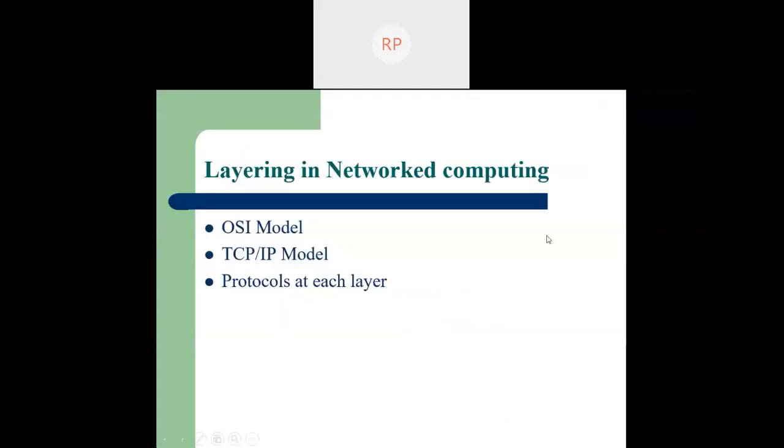So what is layering? There are three different types of layers in network computing. First one is the OSI model. Second one is the TCP/IP model. And last one is the protocols at each layer. First, you have to discuss the OSI model, then the TCP/IP model, then protocols: what are the different protocols working in which layer? So this is the third point.